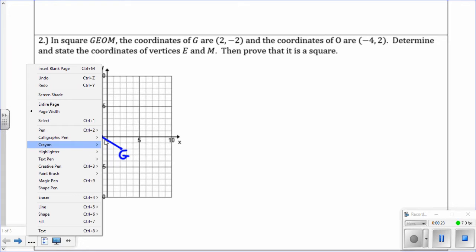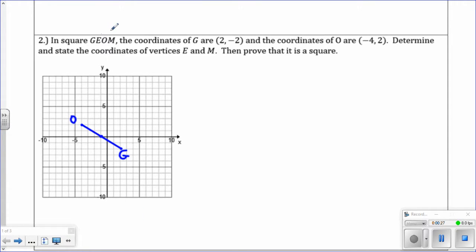Okay, so the ordering of the letters does matter for the square because if it's GEOM, that means that those letters have to go in order around the square. You can't just skip around when you have these letters. So if you look at what we have, G. Okay, now E could be, you know, somewhere over here, and then go around to O, and then M could be someplace around here. Well, we have to find that exactly.